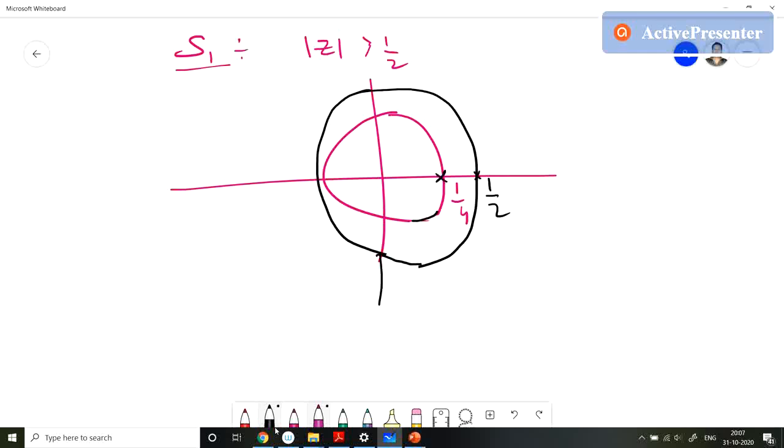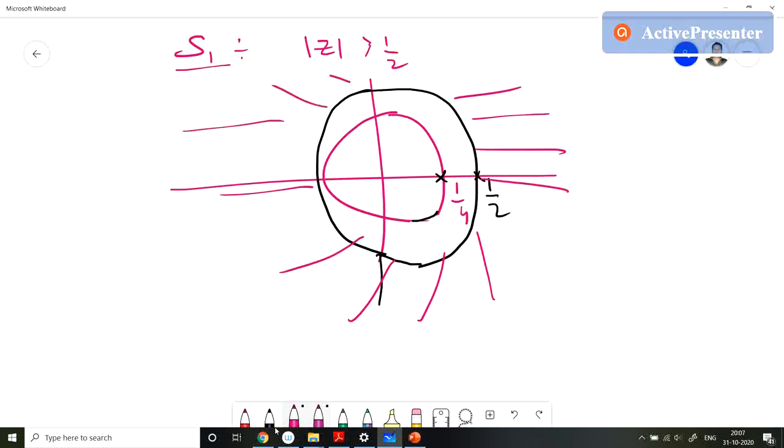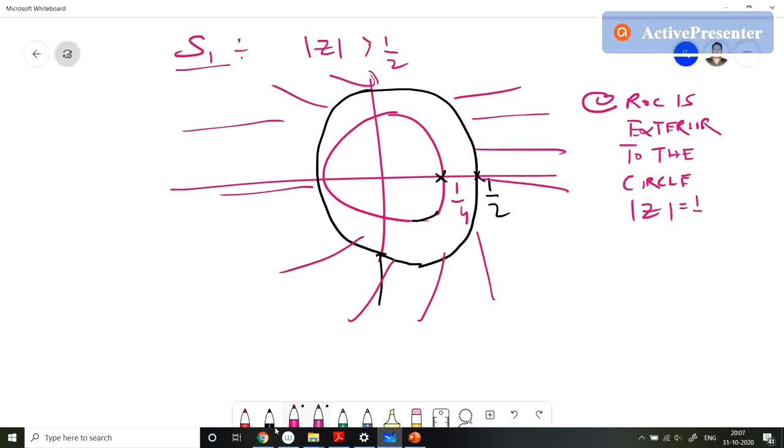Now in the first case S1, the ROC is given as modulus of z greater than 1/2. So the ROC is exterior to this circle, modulus of z equals 1/2.